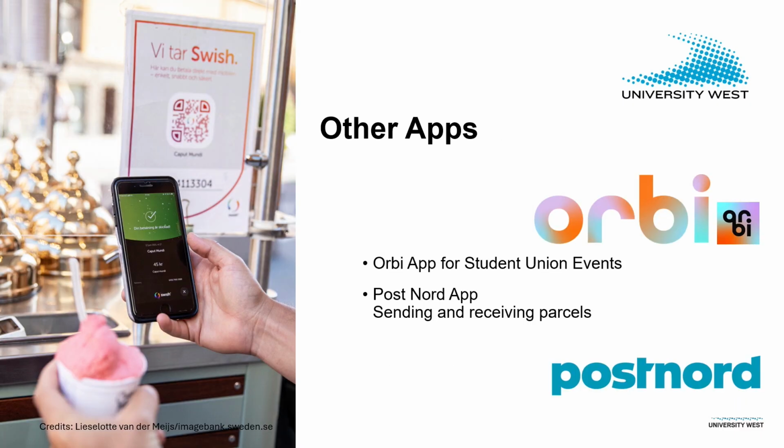So other apps to consider. Orbi is an app that's used by the student union if you want to do events with them, and they have tickets there to purchase. So if you want to go to a party, or they're called seatings, like a dinner party, you can find those events through Orbi.